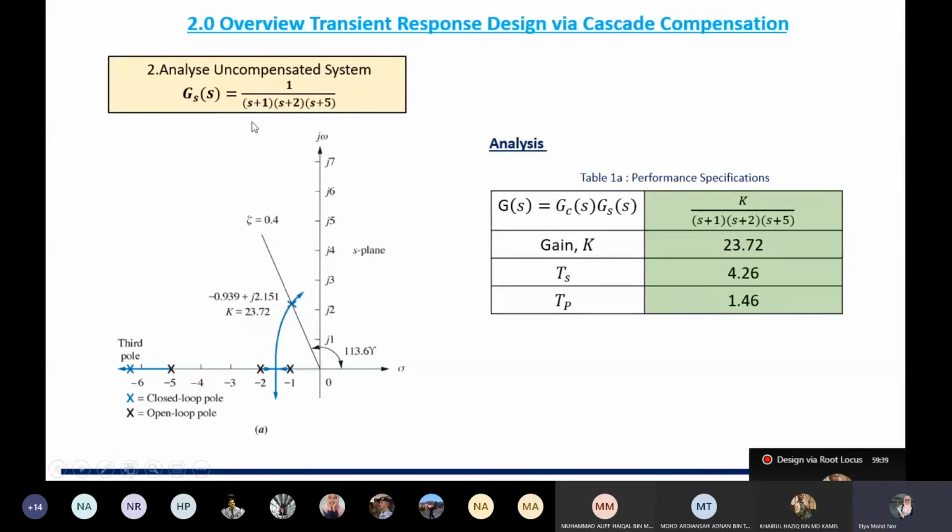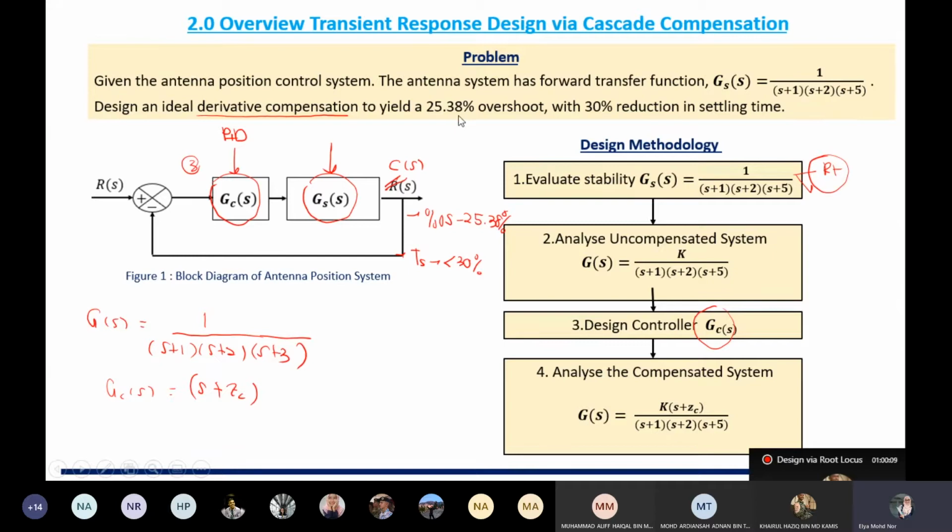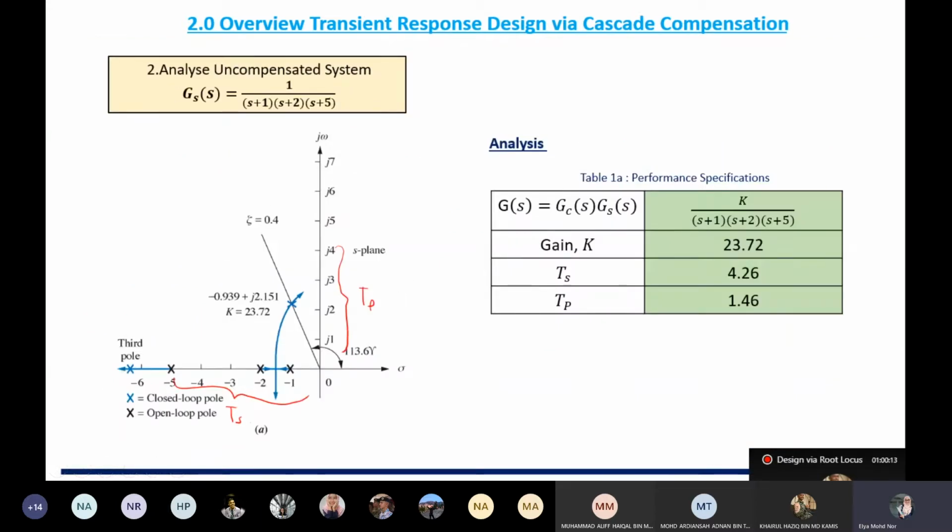From this system, we draw the root locus. Then from the root locus, we are able to analyze certain parameters, which we talked about in detail yesterday. We can analyze the peak time and also the settling time. The question asks for 25.38% overshoot. By now you should know how to convert 25.38% overshoot to a damping ratio. In this case, the damping ratio is 0.4. Using MATLAB, you are able to get the root locus. Your task is to know how to analyze the root locus.